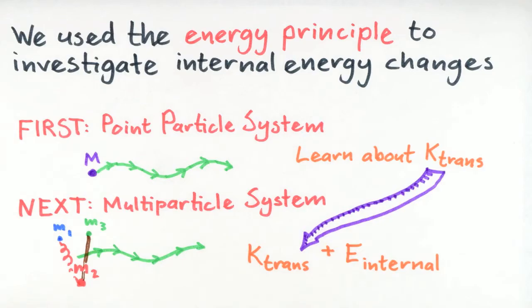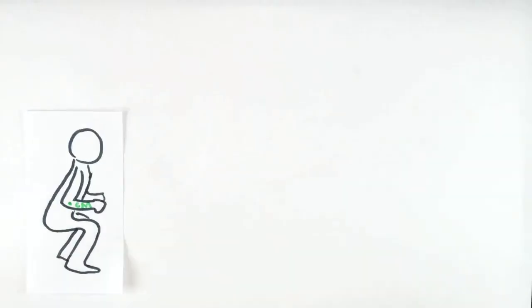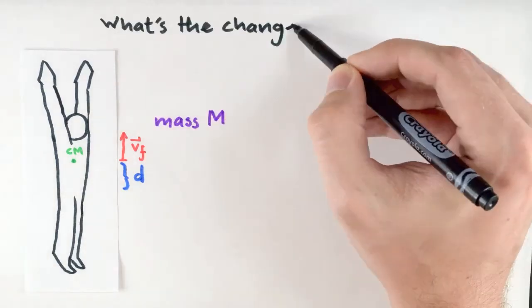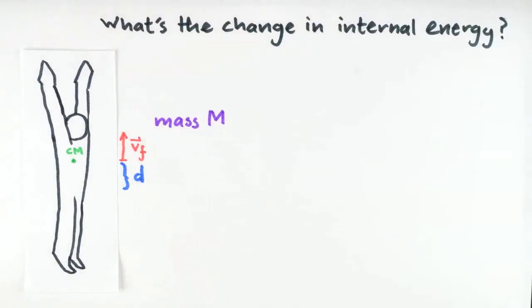Let's consider the situation of a person jumping straight up into the air. Initially, the person, whose mass is capital M, is crouched down, motionless. Then the person springs straight up. At the instant the person's feet are about to leave the floor, we observe that the displacement of the person's center of mass is upward with a magnitude of d, and that person's center of mass is moving with speed v sub f. What is the change in the person's internal energy?